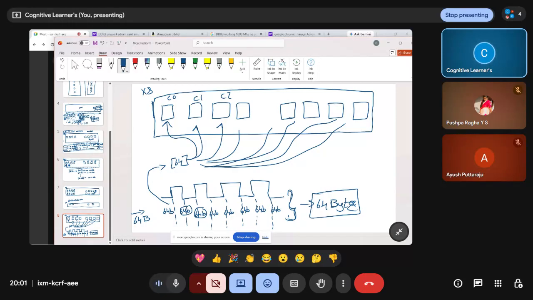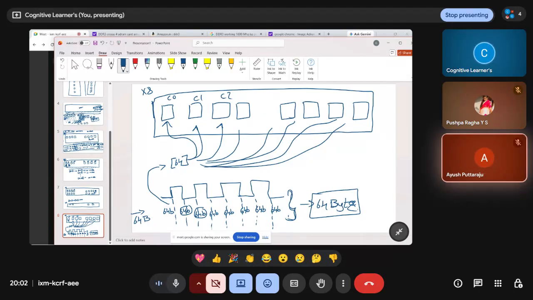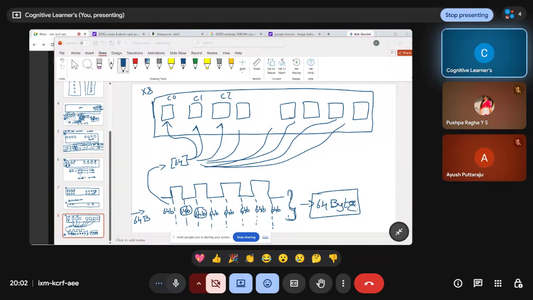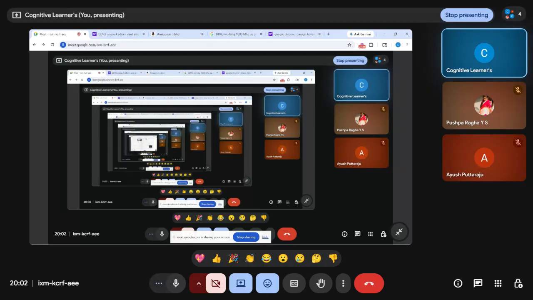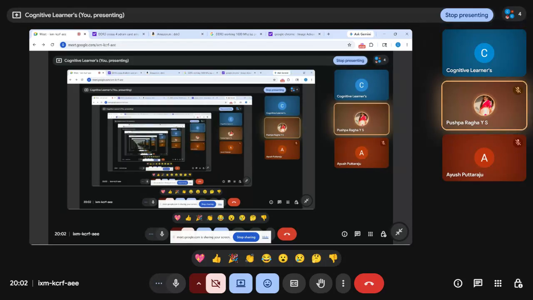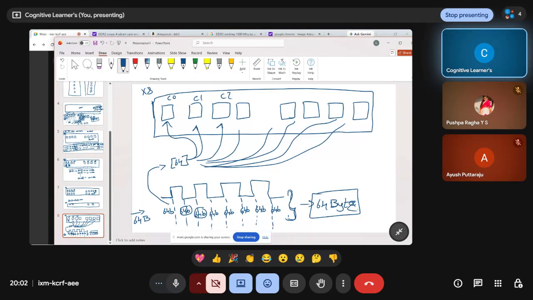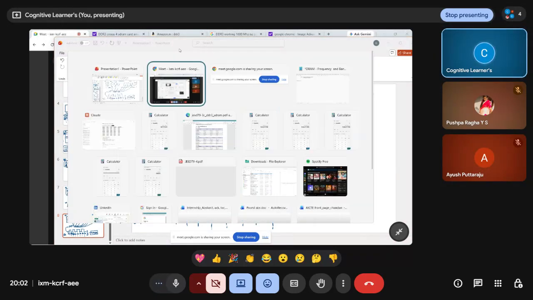Same way in cross 4 also, cross 16 also, guys. If you have any doubt in this part, other than Ayush, if you have any doubt. No, sir. Yeah, that is good. That is the outlook of the DRAM card.